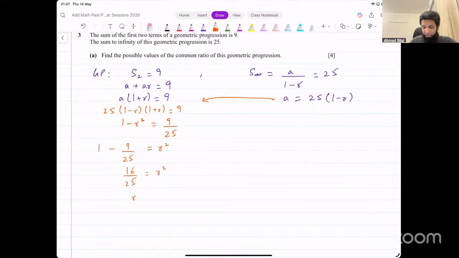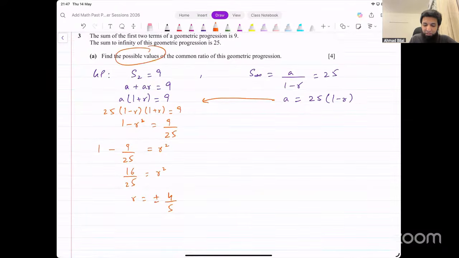Take square root on both sides. What's the square root of 16? 4. Square root of 25, that is 5. Do not forget plus minus. We get R equals plus minus 4 over 5. That's the result that we get from this. Okay, these are two possible values. The question says possible values. That means multiple values.